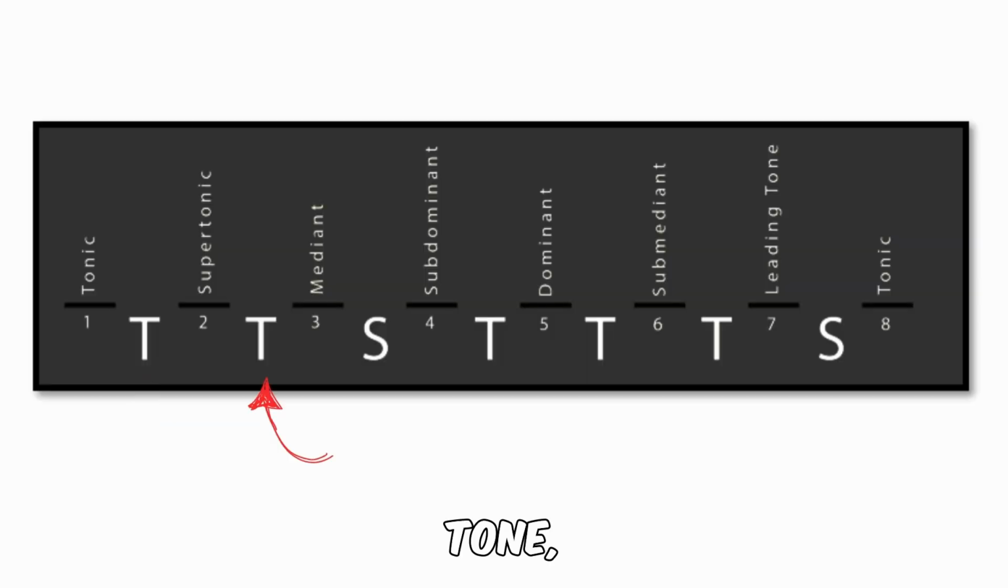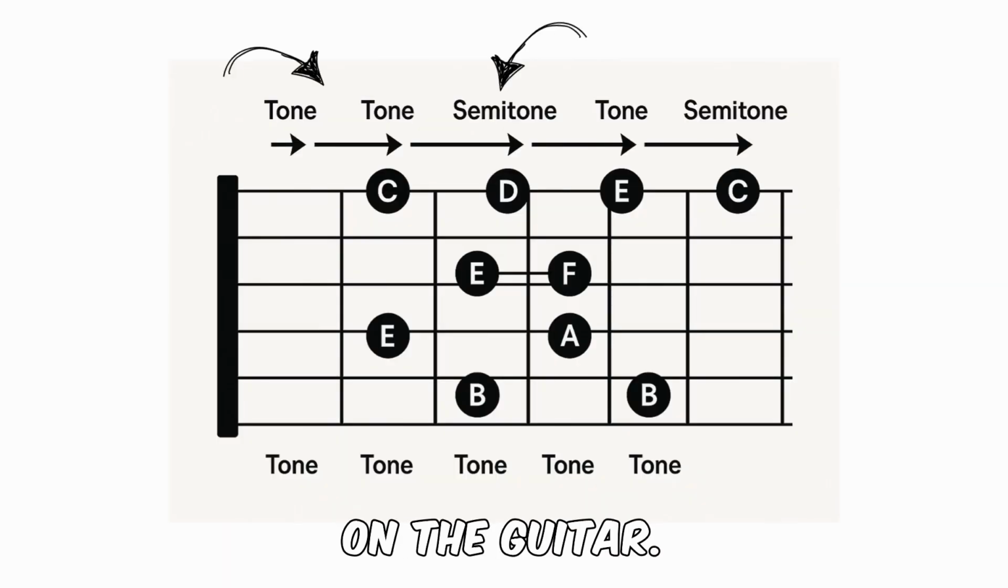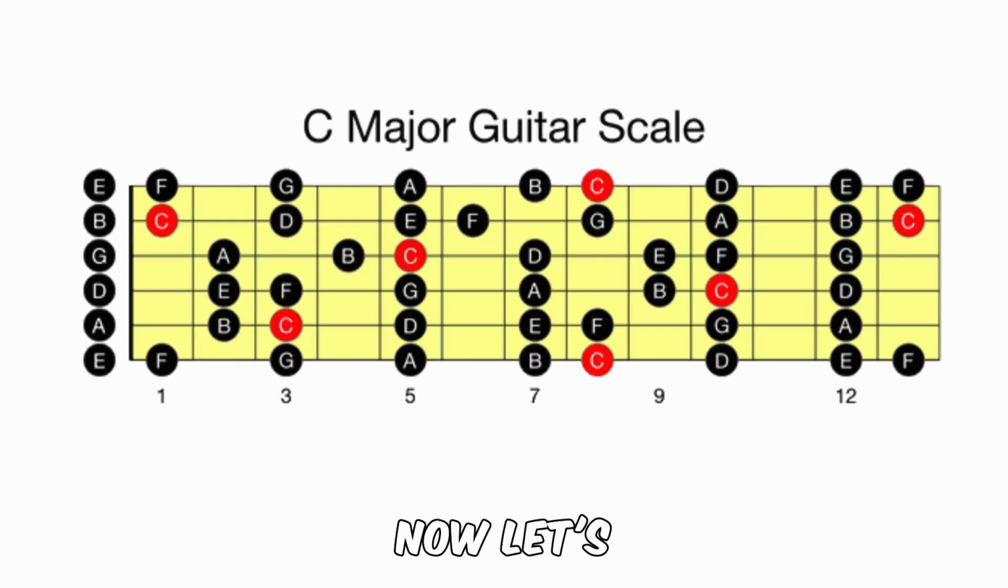A major scale is made up of 7 notes and follows this exact pattern: tone, tone, semitone, tone, tone, tone, semitone. So, let's break that down. A tone means 2 frets on the guitar. A semitone means 1 fret. So if you start on a note and follow this pattern, you will build a major scale from any root note. Now, let's start with the C major scale, beginning from the 3rd fret of the A string.